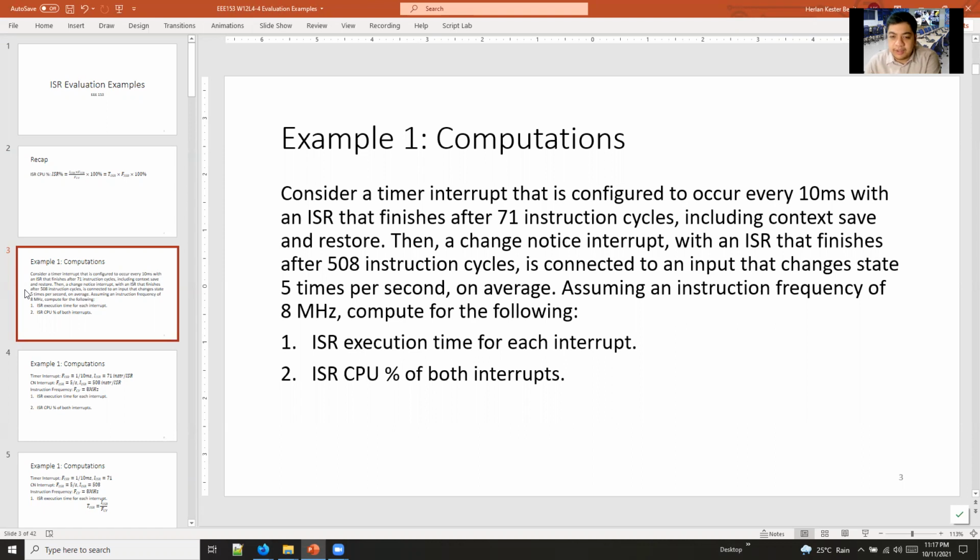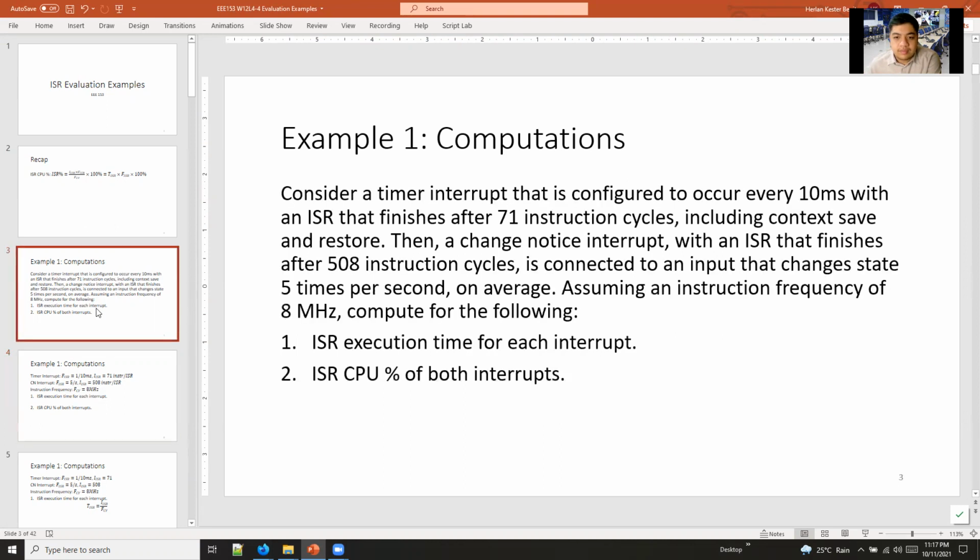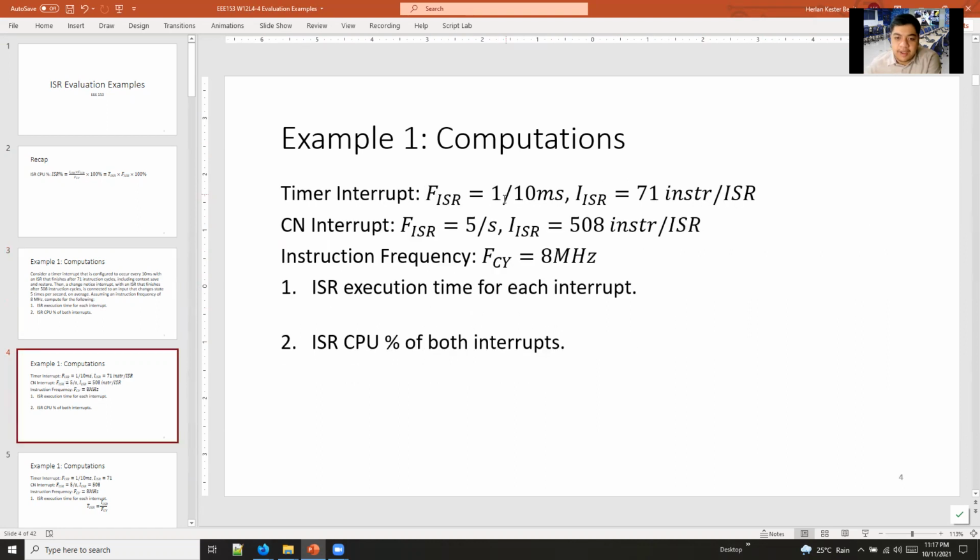So medyo straightforward lang naman yung sa atin. So let's just summarize yung ating given. So we have a timer interrupt configured to occur once every 10 milliseconds and finishes after 71 instruction cycles. So ang FISR yung ating timer interrupt is 1 over 10 milliseconds. And ang kanyang instruction count ay 71. Then for the change notice interrupt, it finishes after 508 cycles and then 5 times per second. So 5 times per second, 508 instructions per ISR. Then the instruction frequency natin is 8 megahertz.